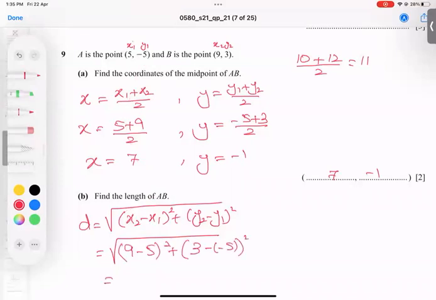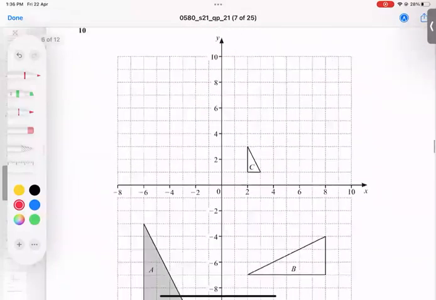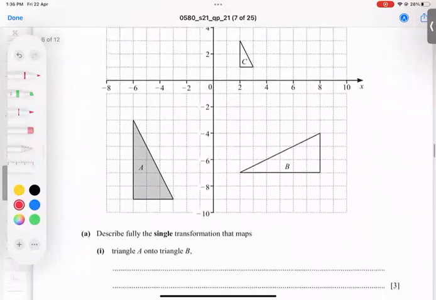Here I got 4, 16. Here I got 8, 64. So if I check it, root of 64 plus 16 gives us 4 root 5. If you write 4 root 5, but mostly we write 3SF, and 3SF means 8.9441. So how to write 3SF? We don't want it bigger than 4? No. Otherwise we add. So 8.94 is my answer.